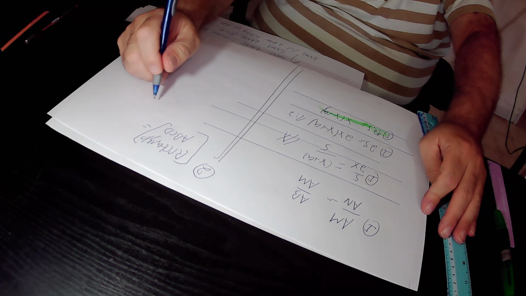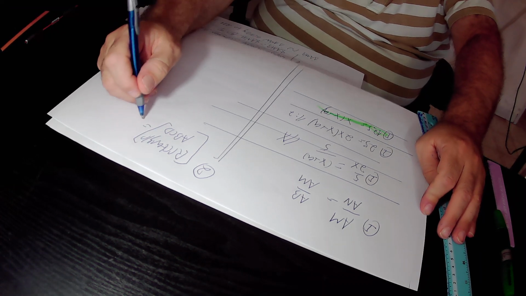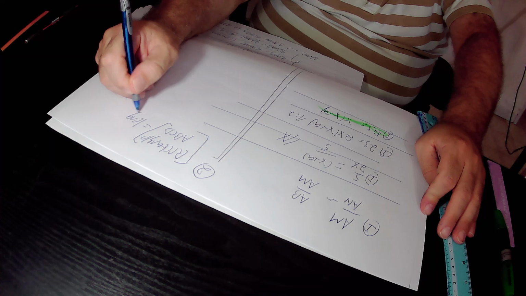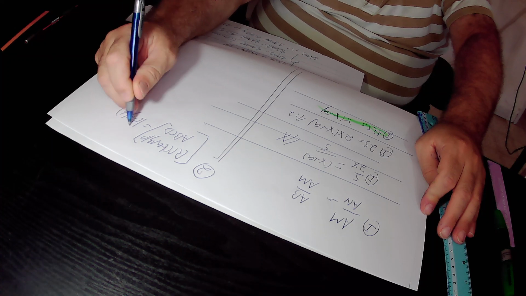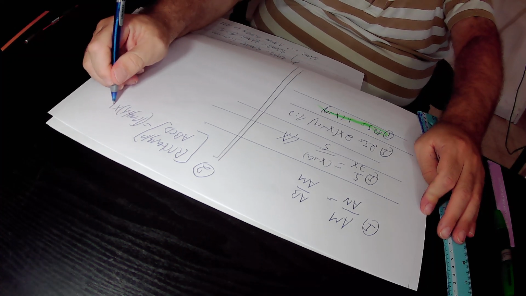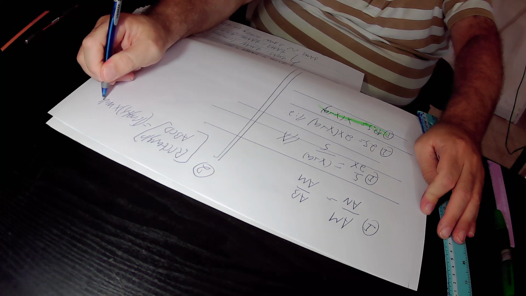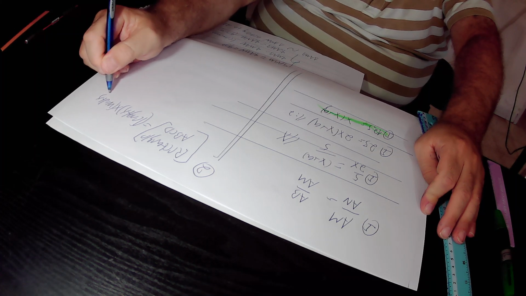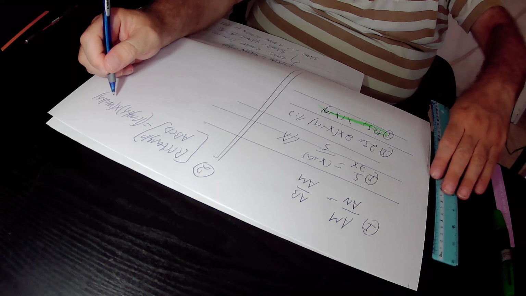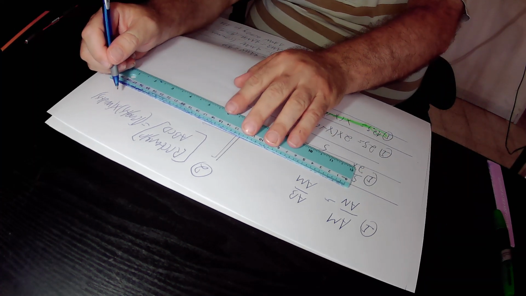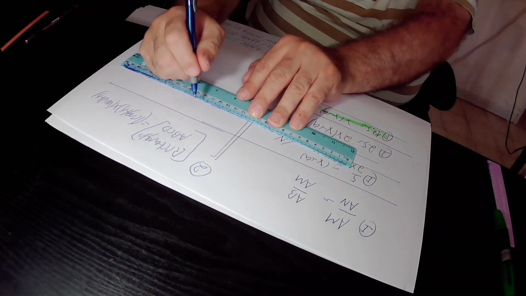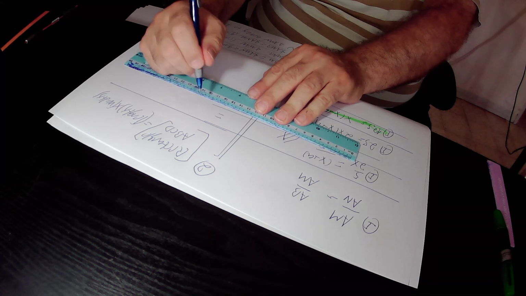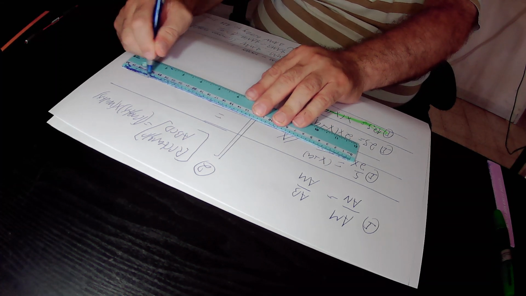Actually, we know that the area of any rectangle equals the length of the rectangle times the width. And again, the area of a rectangle equals the length times the width. Therefore, the area of rectangle ABCD must be equal to the length of the rectangle ABCD times the width.